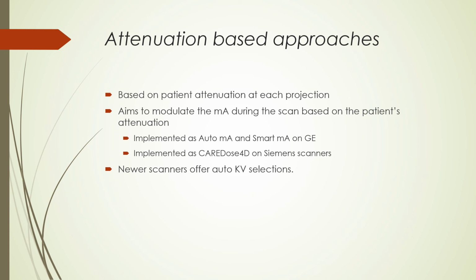Attenuation-based approaches are based on patient attenuation at each projection. This approach aims to modulate the mA during the scan based on the patient's attenuation and is usually implemented with automatic dose modulation schemes. For example, GE implements this approach as Auto mA and Smart mA, while on Siemens this is implemented as CARE Dose4D. With newer scanners, manufacturers are also offering Auto kV selections based on patient size. In GE, this is called kV Assist, and in Siemens, it is called CARE kV.